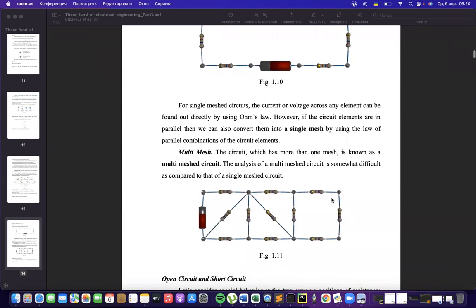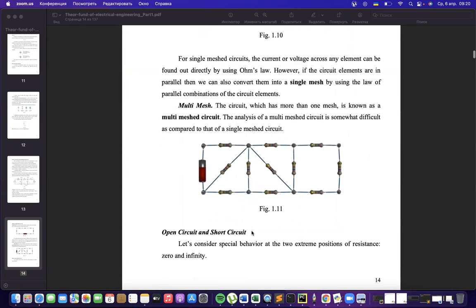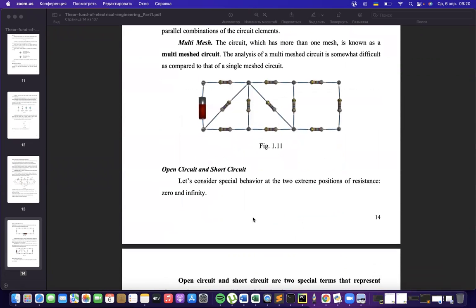Then we have a multi-mesh system. If the number of meshes is more than one, it means that we will search for different functions, and we should solve a system of equations with as many equations as we have currents inside it.